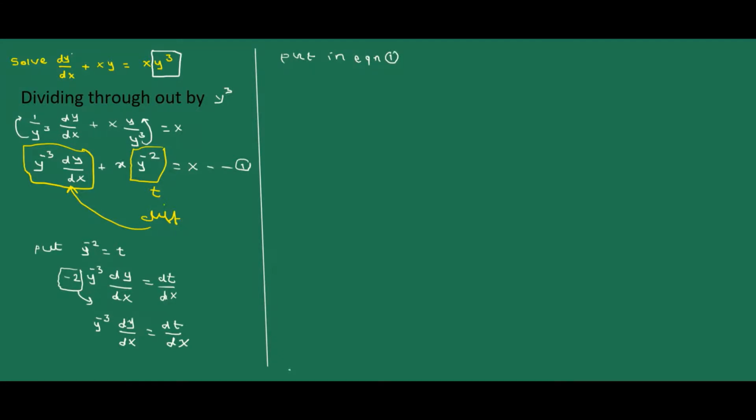If we substitute this value in equation 1, the left-hand side becomes dt divided by dx... sorry, this is divided by 1 minus 2, I had forgotten. So this is 1 divided by minus 2. So I will write here minus 1 divided by 2 into dt divided by dx plus x into t is equal to, on the right-hand side you will get x only. Now multiplying throughout by minus 2.